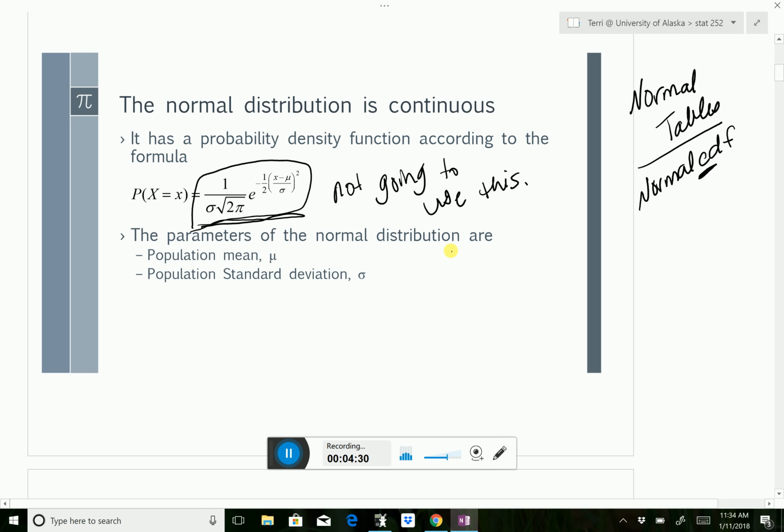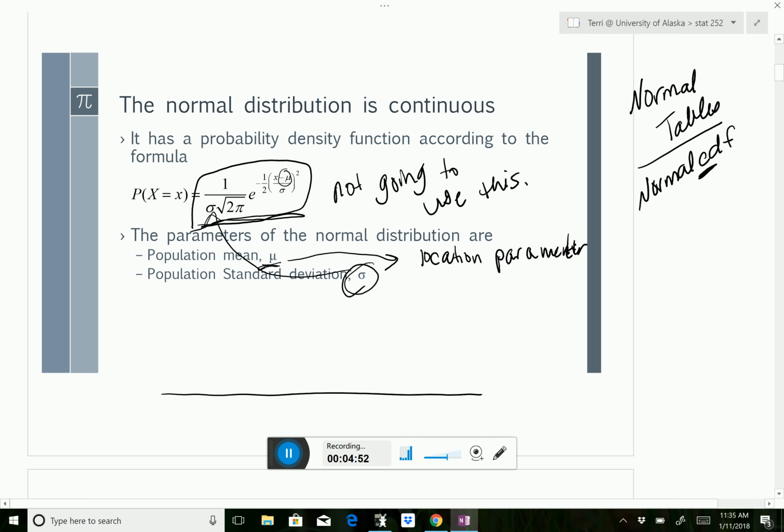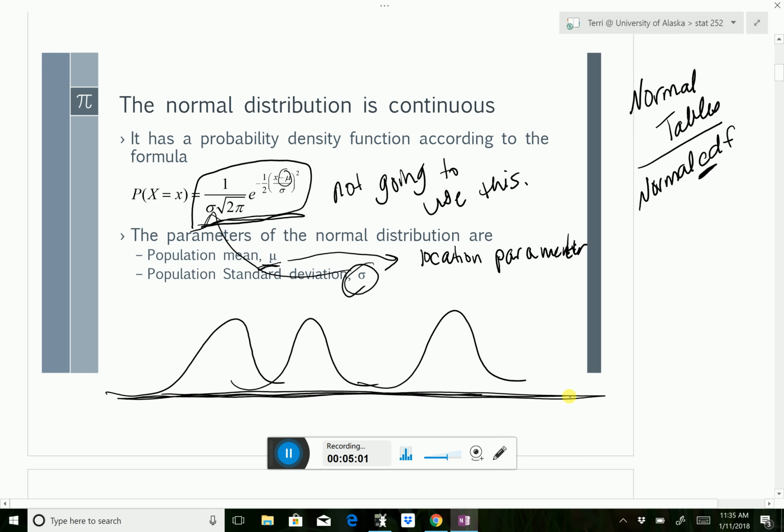So the parameters of the normal distribution are, there's a population mean, mu, that's right here, and there's a population standard deviation, sigma. The population mean is a location parameter. It tells me where on the x-axis the curve is. Is it here? Is it here? Is it here? Where is it? So all the different mu's do is move this back and forth along the x-axis.